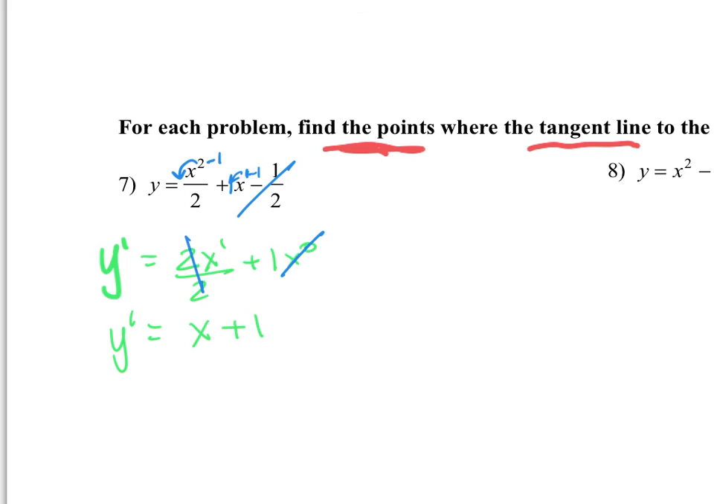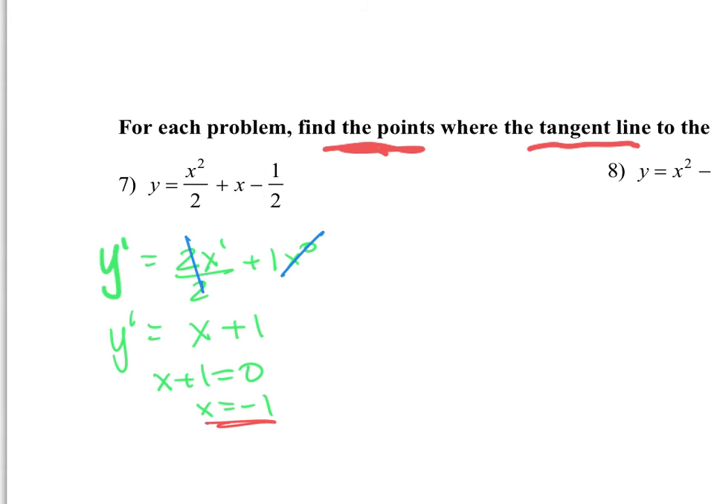Now, the question is, when is this slope 0? All we have to do is set that equal to 0. What is that x value? -1. So now it's actually asking us for that point on the function. So what we would need to do is to take this value and plug it into our original function, which we're going to erase a lot of this stuff from so that we can see what to do.